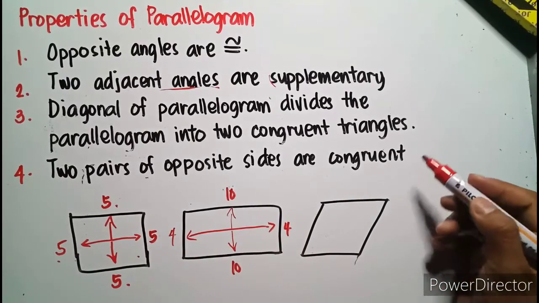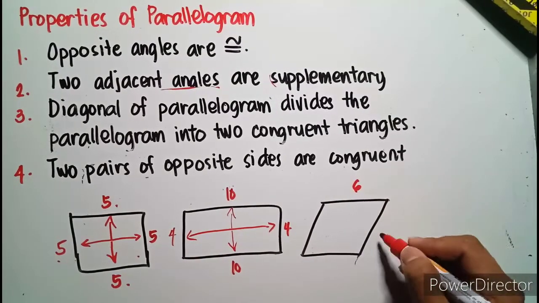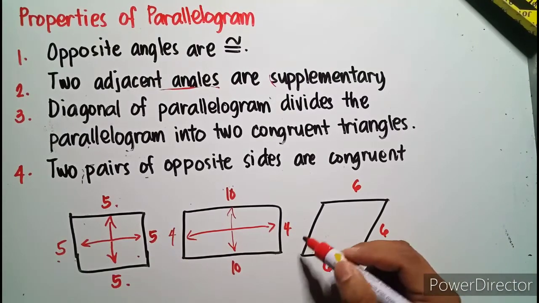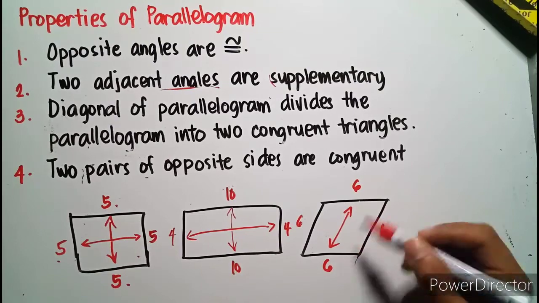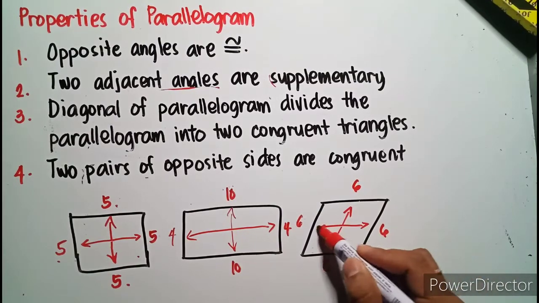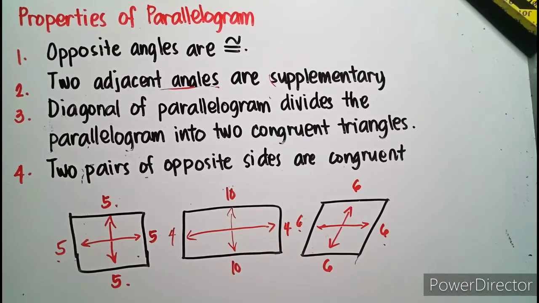Then for our rhombus, all sides are equal. So opposite, 6 and 6, then opposite, we have 6 and 6. So two pairs of opposite sides are congruent.